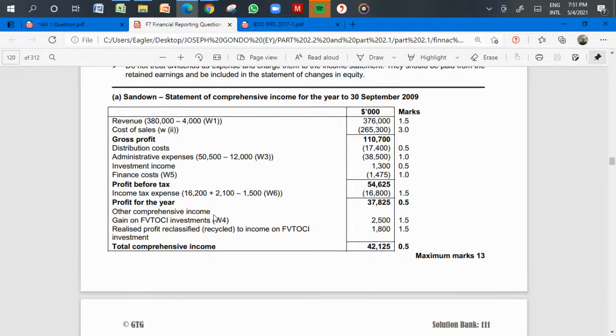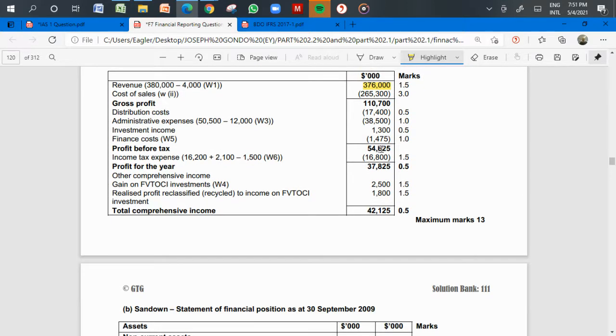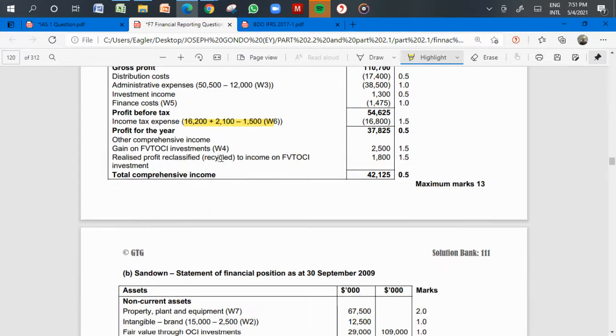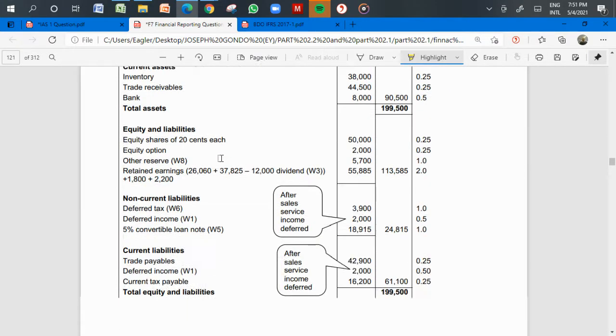Okay, so this is actually the solution. Your revenue was correct. The cost of sales was a little bit incorrect because of the amortization. Then your distribution was correct. These other ones were actually correct in the income tax. As you can see here, they said the provision plus 200, which is the under provision, then minus 1,500, and they are referring us to working number 6.